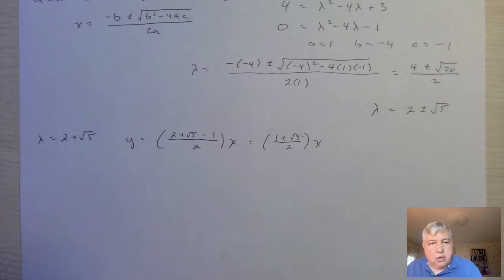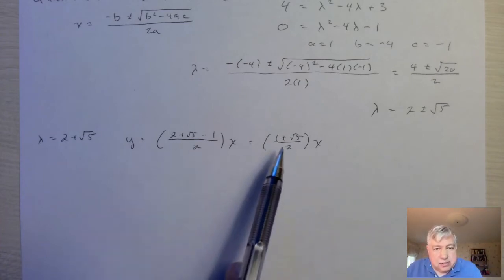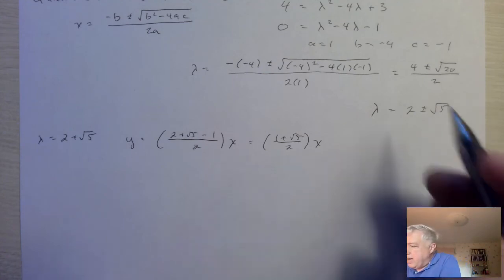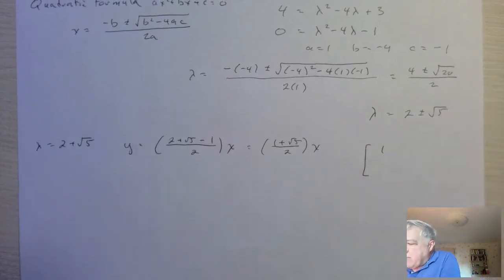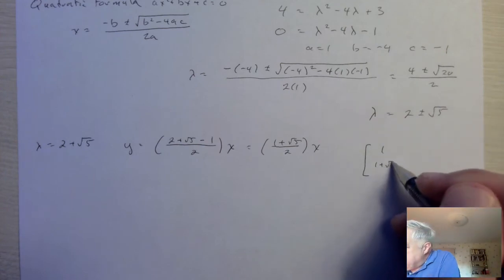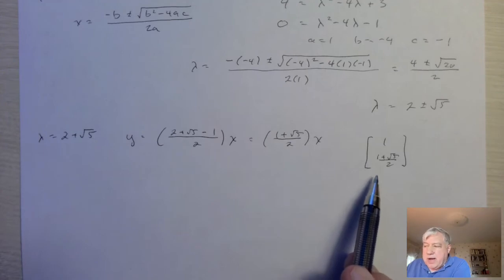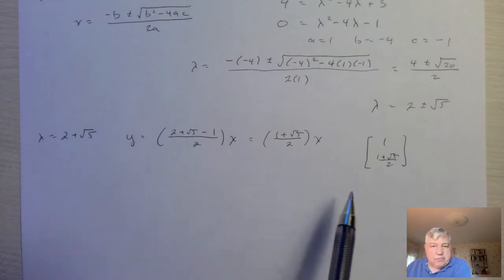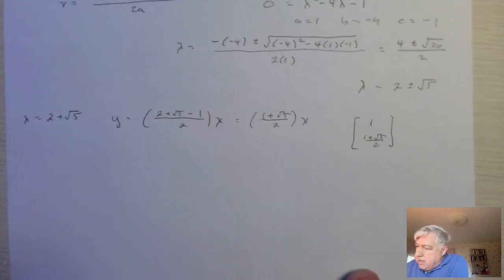Okay, so x can be anything we want as long as y is 1 plus square root of 5 over 2 times that. So a perfectly good eigenvector would be if we let x equal 1, then y is 1 plus the square root of 5 over 2. And that would be the corresponding eigenvector for this eigenvalue. Incidentally, 1 plus square root of 5 over 2, that's the golden ratio, by the way. That comes up a lot in mathematics.